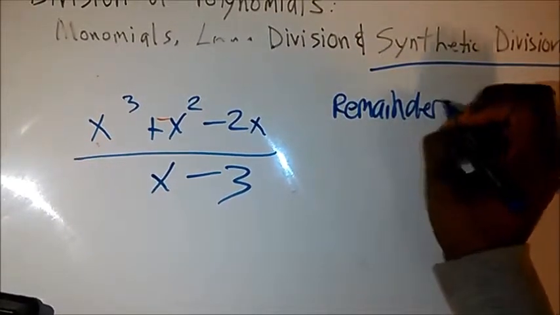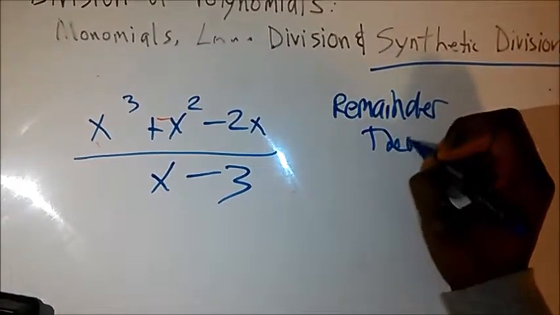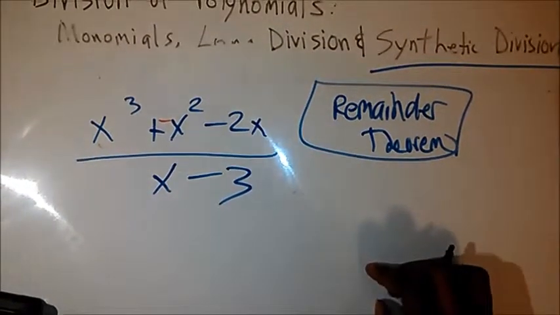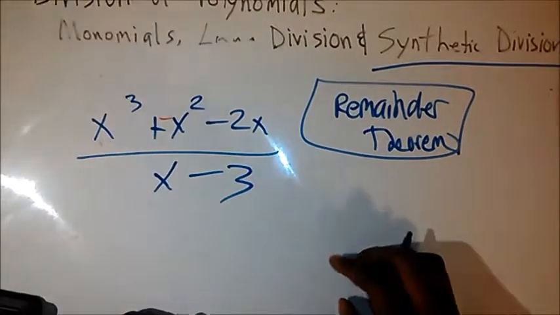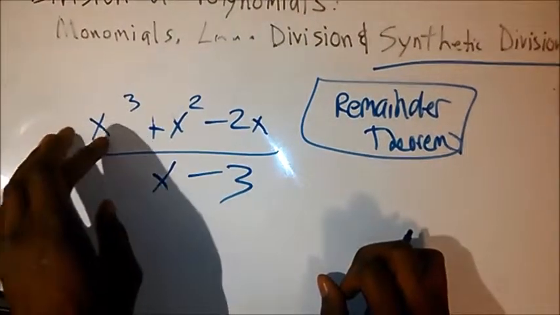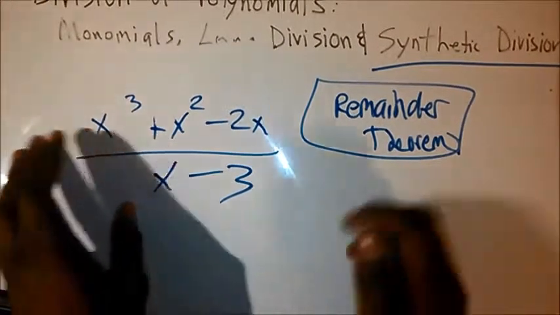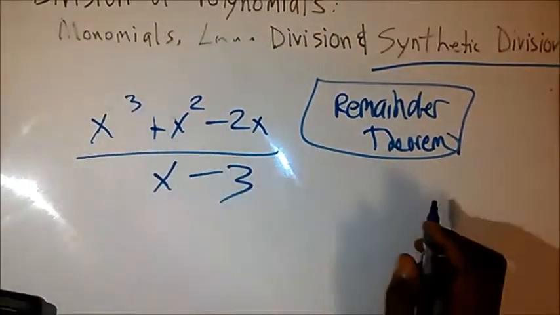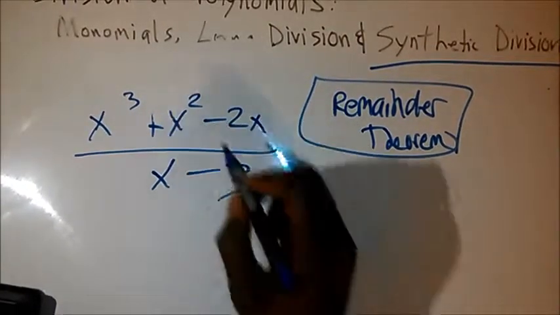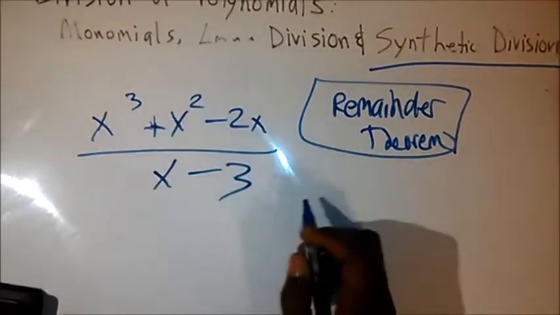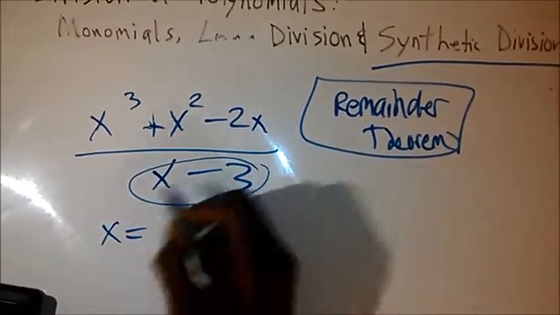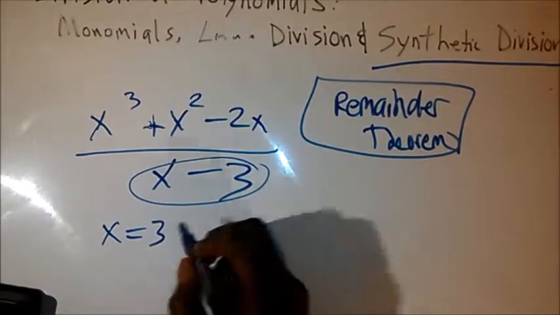Remainder theorem. Because when you do the remainder theorem, this is a shortcut way to get the remainder. Okay, what I'm trying to say is, when you do the remainder theorem, it's a shortcut way of getting the remainder. Okay, so what will happen is you take this x minus 3, again, set it equal to 0, and x will be equal to 3.